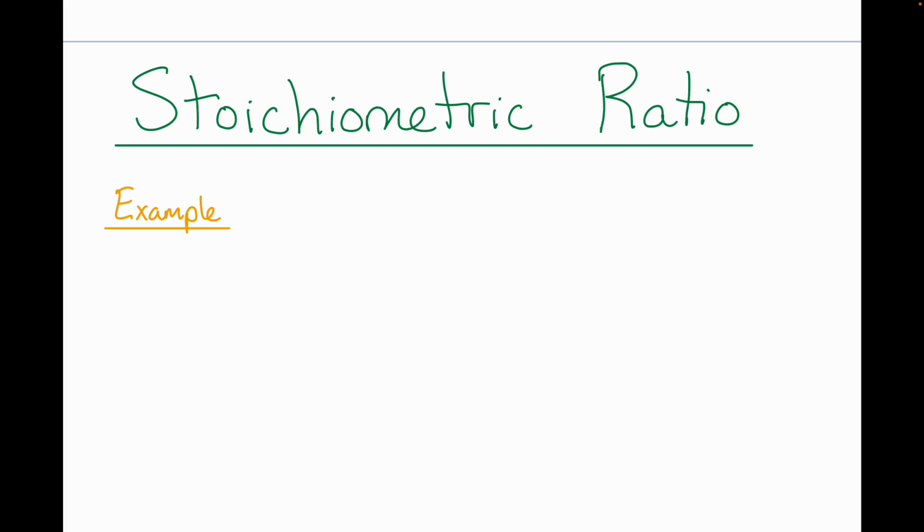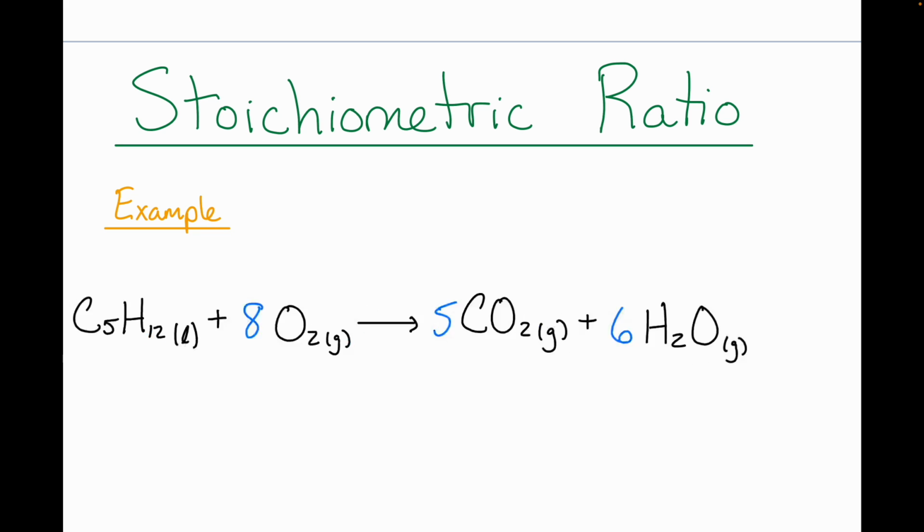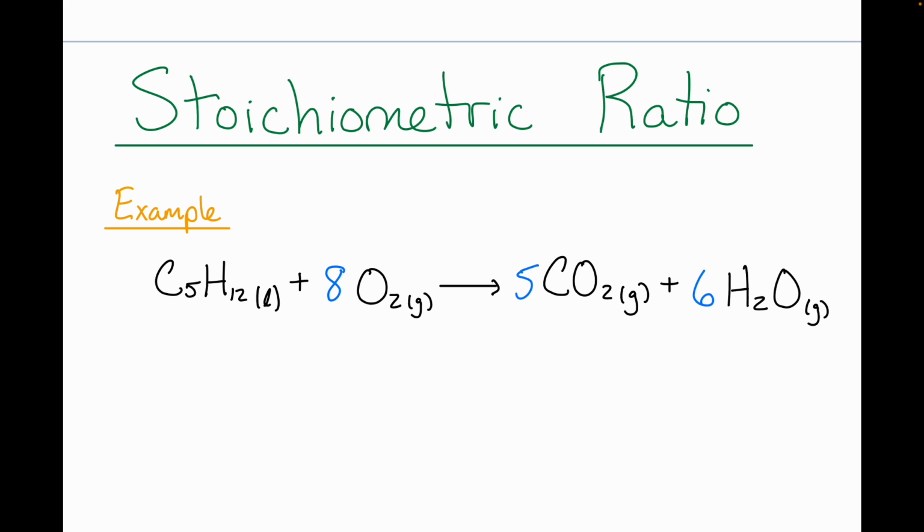Okay, so let's just take an example reaction. We're going to do that first combustion reaction that we talked about: C5H12 plus 8 O2 gives 5 CO2 and 6 H2O. This is that first combustion reaction that we talked about.